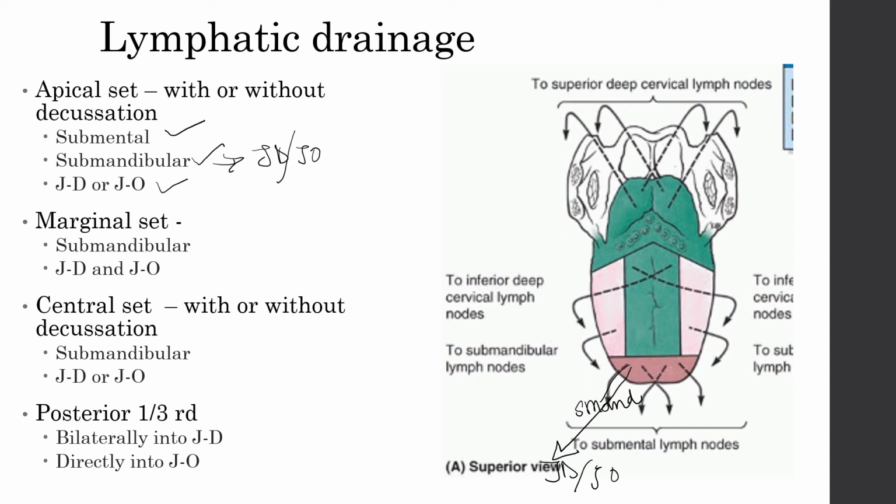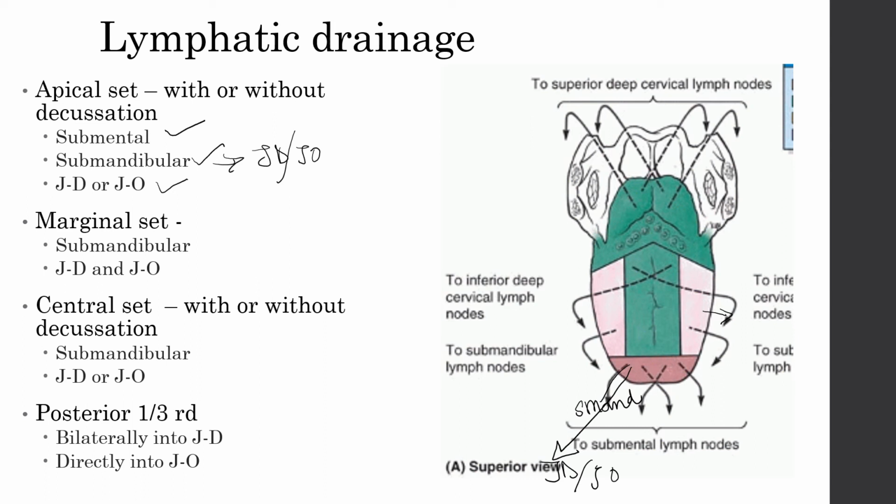Now the apical portion of the tongue has got a rich lymphatic drainage. From the margins of the tongue, marginal lymph nodes, they go to the submandibular and jugulodigastric and jugulo-omohyoid. This jugulo-omohyoid, which is a deep group of lymph nodes, deep cervical lymph nodes, is the main lymph node of the tongue.